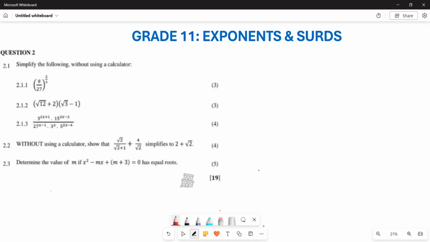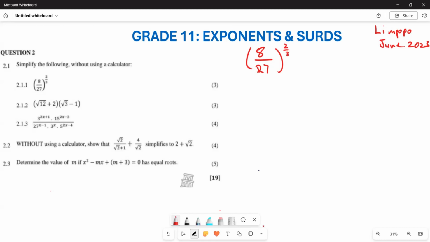Now, what we are looking at here is our Limpopo paper, the Limpopo June 2023. I want us to examine only the questions under exponents and surds. If you look at question 2.1.1, you are given (8 over 27) to the power of 2 over 3. So what can you do here?